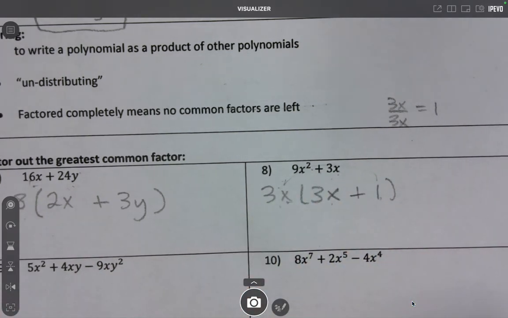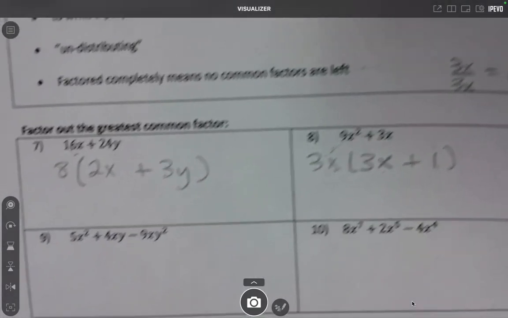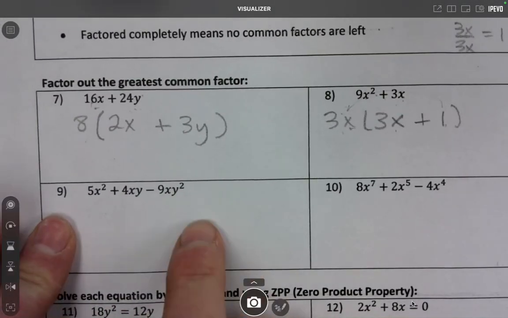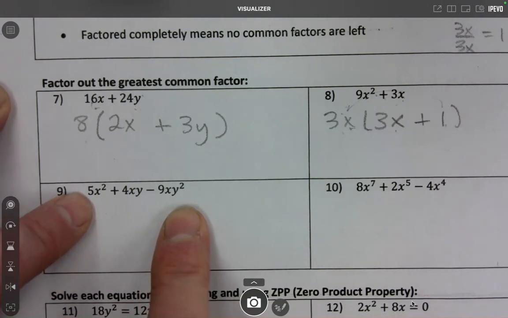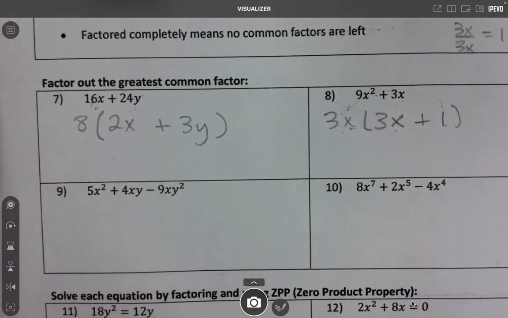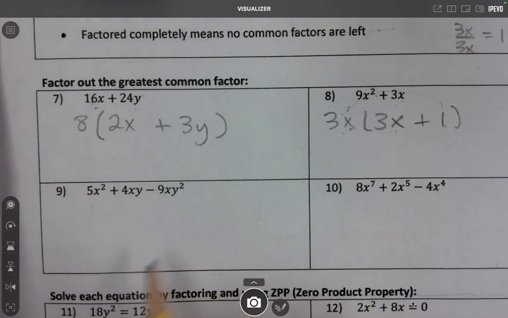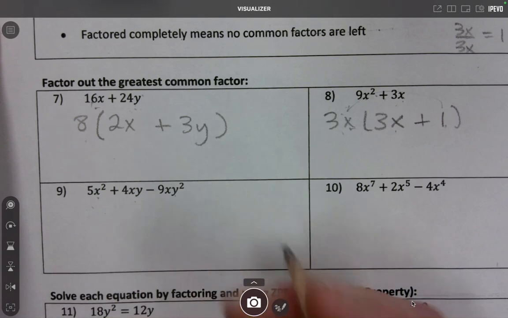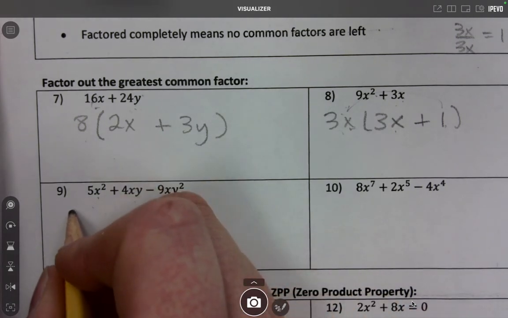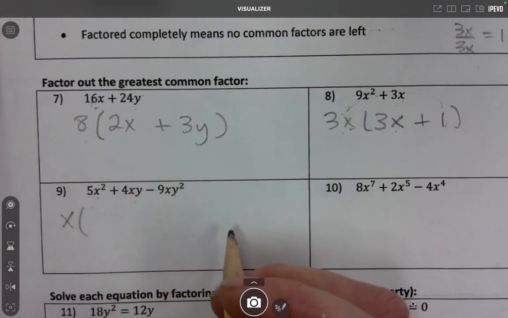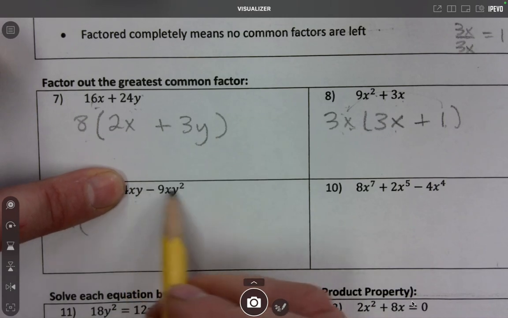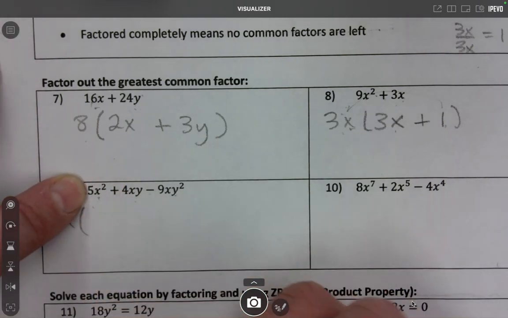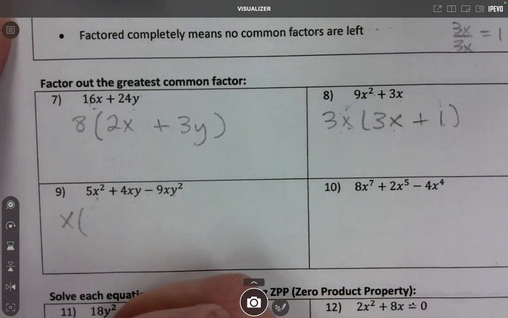It wouldn't do anything. All right, so on the next one, we've got quite a few more here. First, we're going to go through and see 5, 4, 9. So there's no numbers in common, but do we have any x's in common? We've got two factors of x, one factor of x, one factor of x. That means we can factor out one factor of x. It looks like we could factor out y just based on these two, but the first term doesn't have a y value. So all we can do is factor out x.